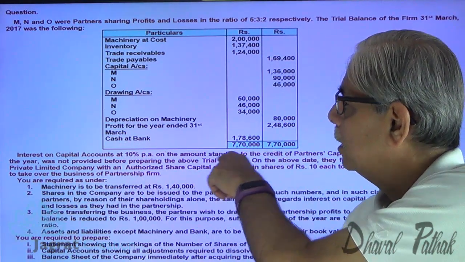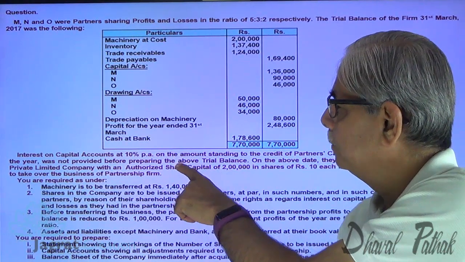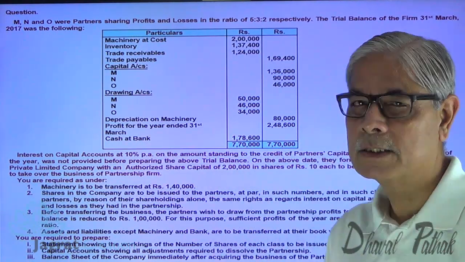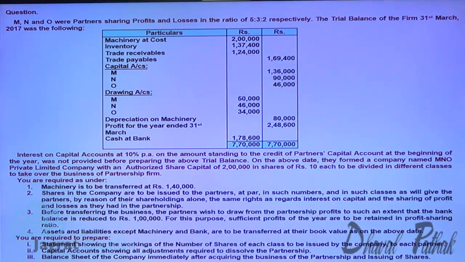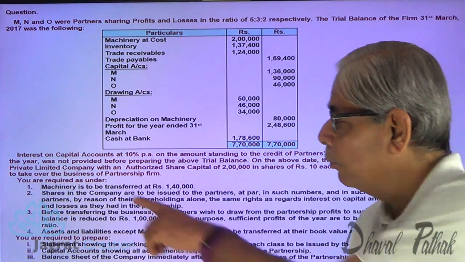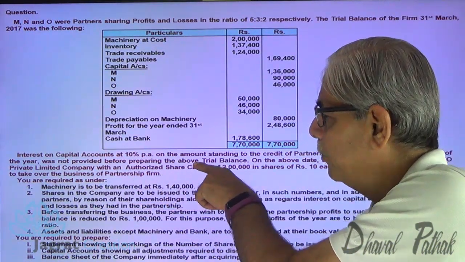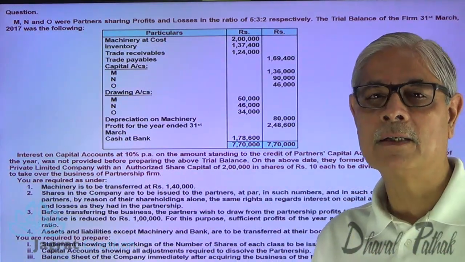Profit, depreciation on machinery, cash and bank balance. Interest on capital at the rate of 10% per annum on the amount standing to the credit of partner's capital account at the beginning of the year was not provided before preparing the above trial balance.